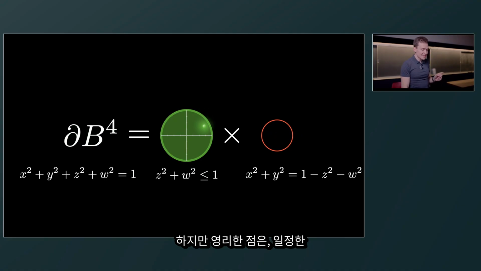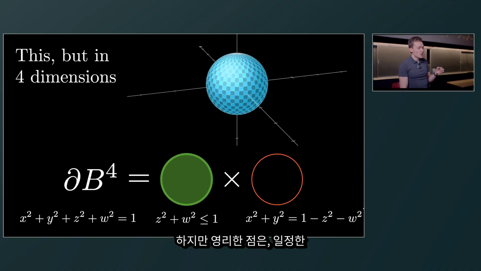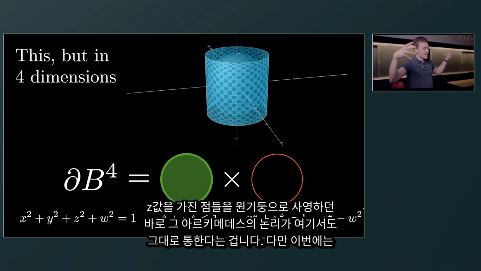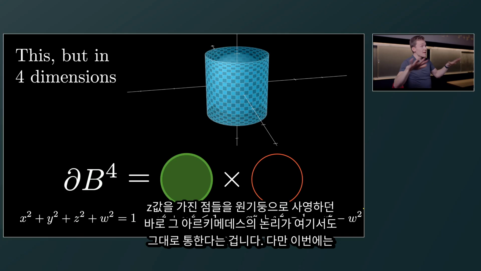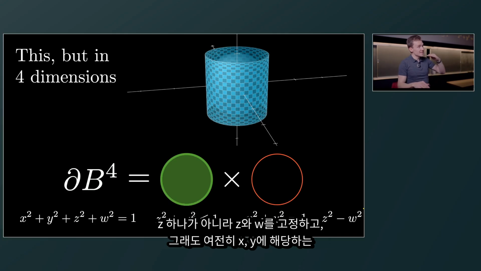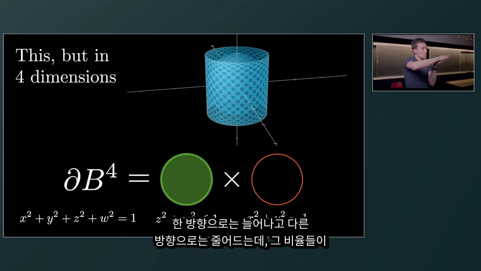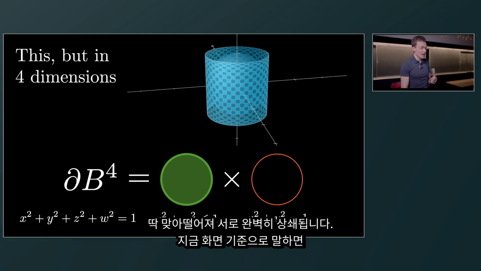But the clever thing is that that same Archimedean idea, where you take various points with a constant z value and you project them out onto a cylinder, the same logic ends up holding. But in this case, instead of a constant z value, you'd be choosing constant z and w, but you still take that xy's worth of options and project them out onto something with radius 1. You'll still have the same effect where that stretches things in one direction, but it squishes things in another, and the ratios work out that those perfectly cancel each other out.